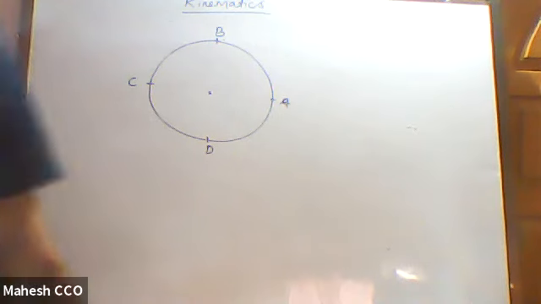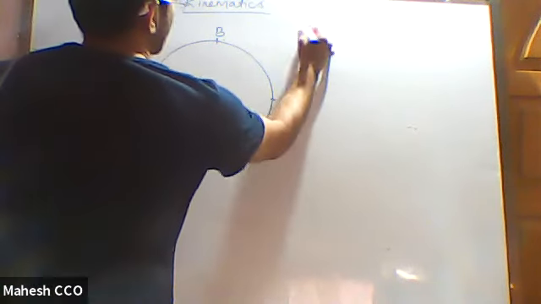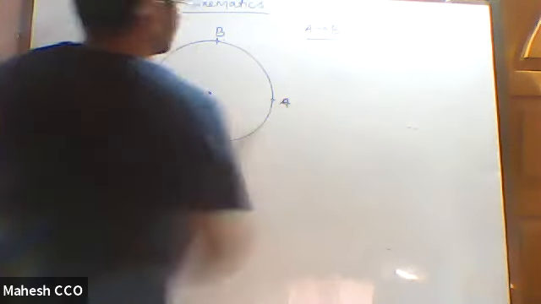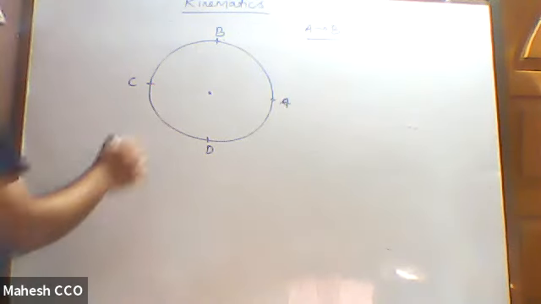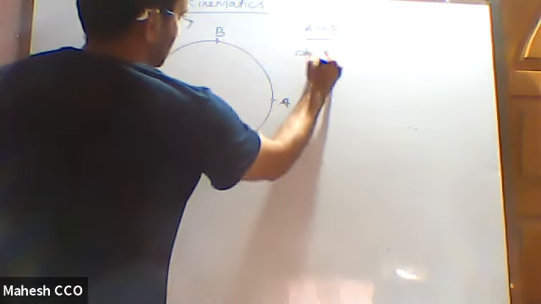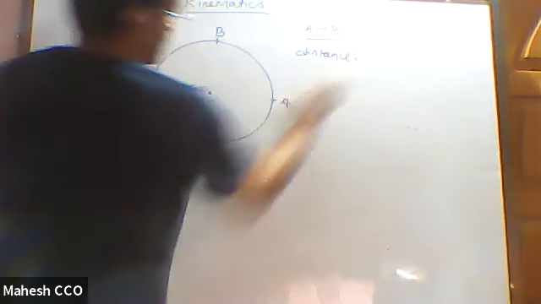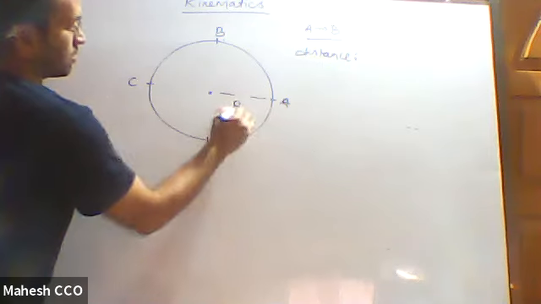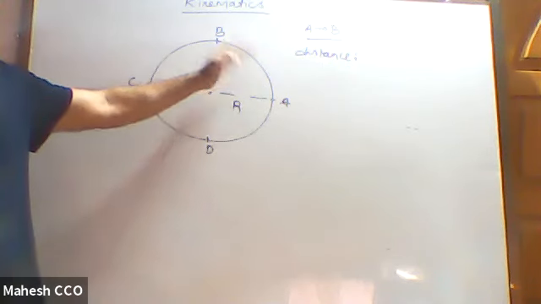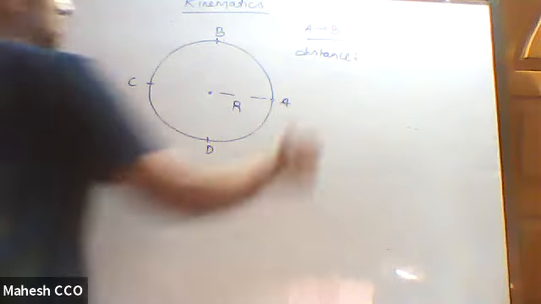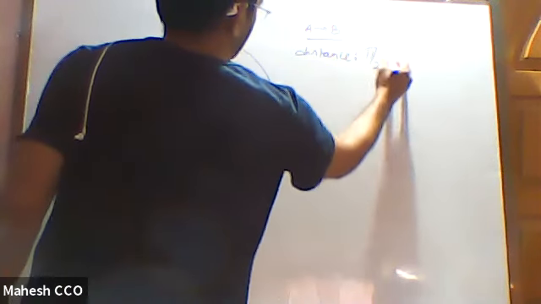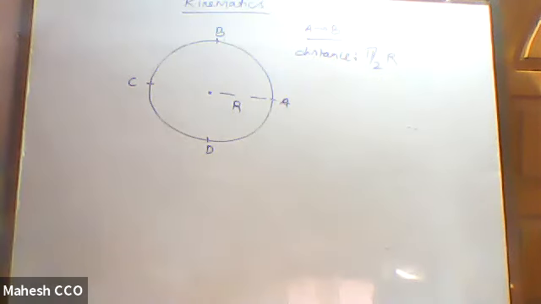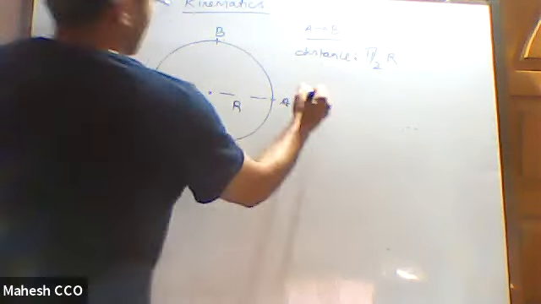So somebody goes from A to B. What is the distance? It is the length of the path covered, as you all know. The radius of the circle is r. Then length of the path covered is pi by 2 times r. So that is distance. Pi by 2 times r will be the distance. Now, what is displacement?